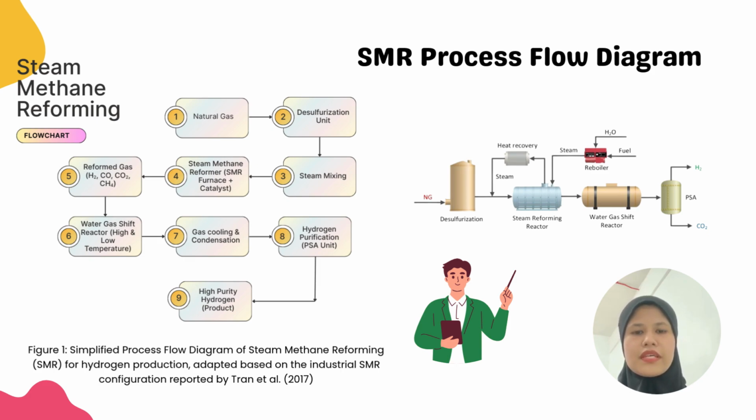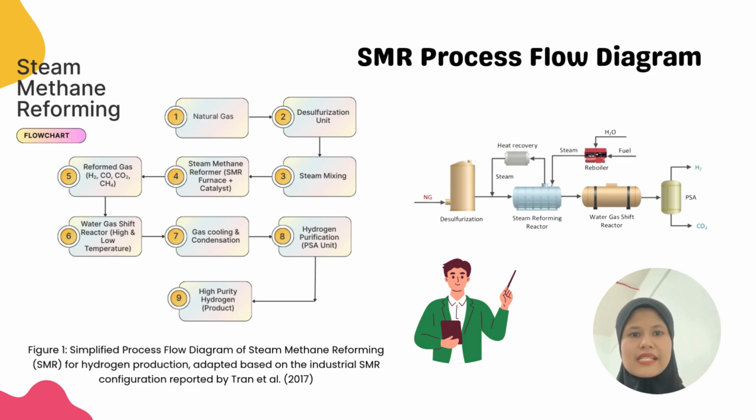The process starts with natural gas, which is first sent to a desulfurization unit. This step is critical because sulfur compounds can poison the catalyst used later in the reformer. After desulfurization, the clean natural gas is mixed with steam in the steam mixing unit. The steam methane mixture then enters the steam methane reformer furnace, where it reacts at high temperature in the presence of the catalyst. In this step, methane reacts with steam to produce hydrogen, carbon monoxide, and carbon dioxide.